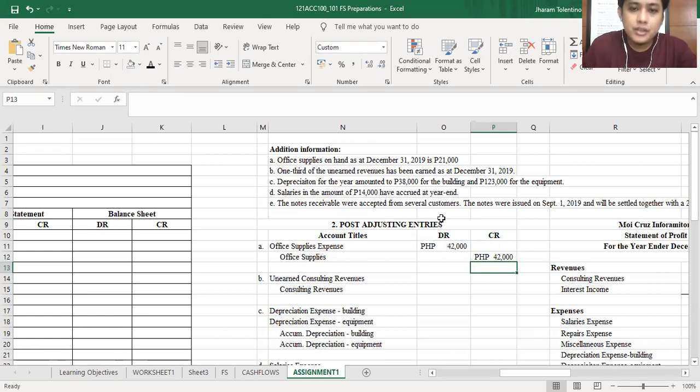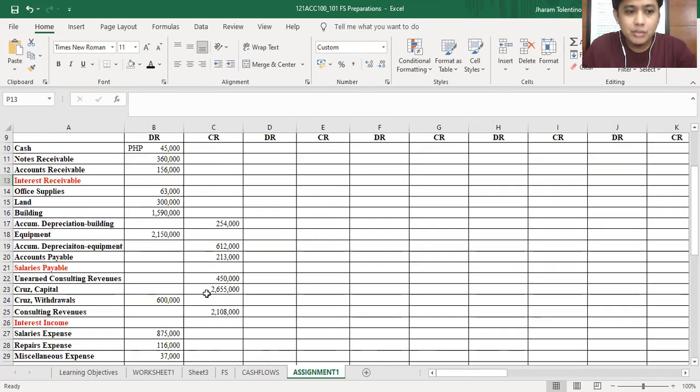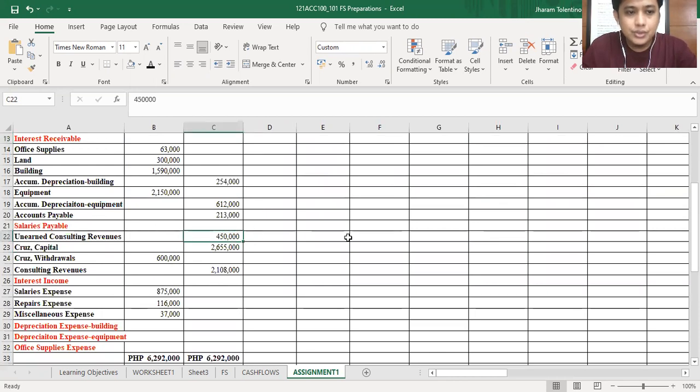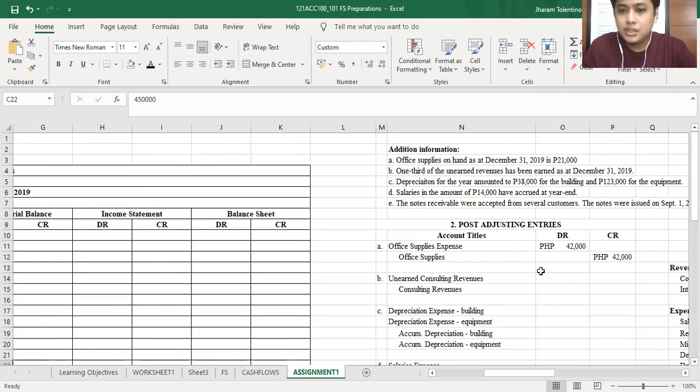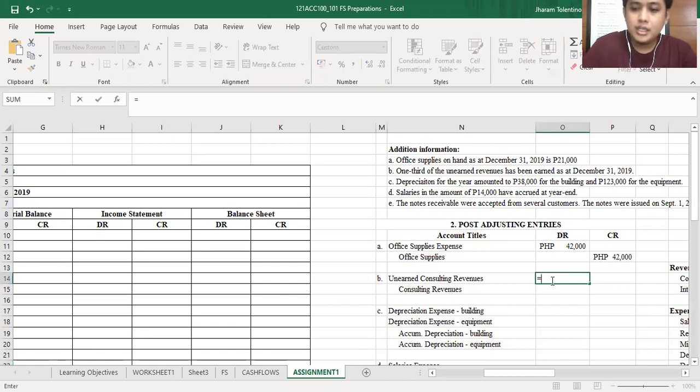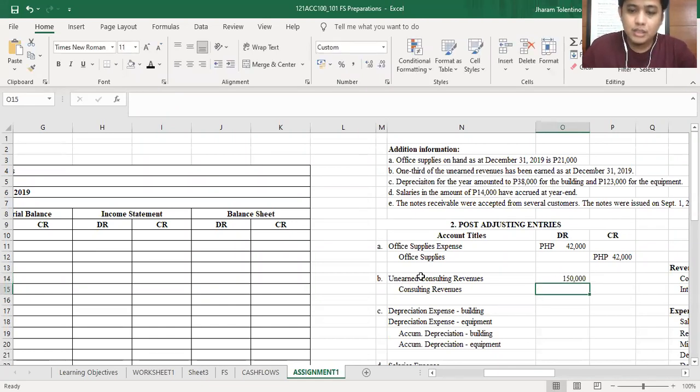Letter B, 1/3 of the unearned revenues has been earned at December 31, 2019. Tingnan lang natin yung revenue. How much is the unearned revenue? 450,000. Earn na daw yun. So what is 1/3 of 450? That's 150,000, so 450 times 1/3 or divided by 3. So debit to unearned consulting revenue, bawasan. Credit to consulting revenue, recognize the revenue na earn.